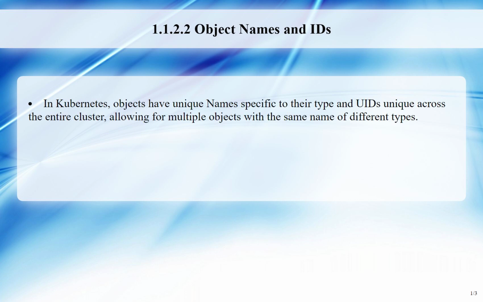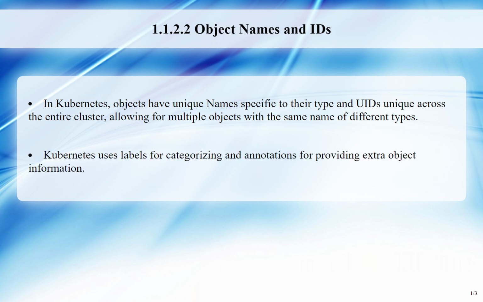In Kubernetes, each object in a cluster has a unique name specific to that type of resource, as well as a UID that is unique across the entire cluster. For example, there can only be one pod with the name myapp-234 within a namespace, but multiple objects with the same name can exist if they are of different types.